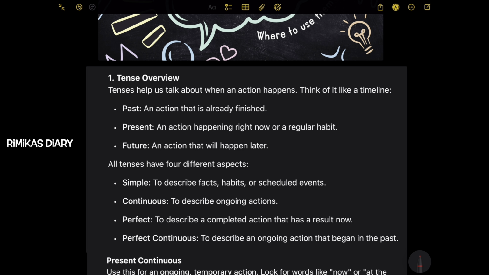Present is an action happening right now or a regular habit. For example, I eat breakfast in the morning. Future is an action that will happen later. So, I will go to school in June.